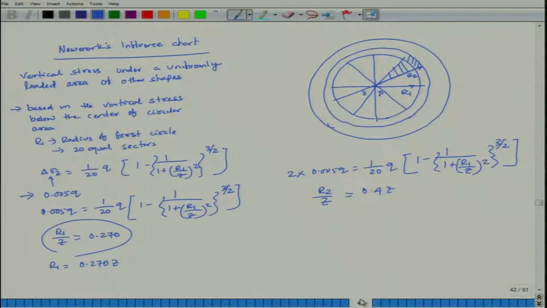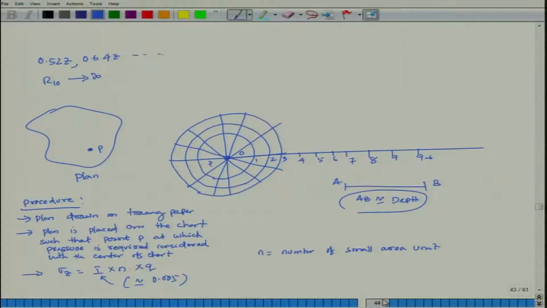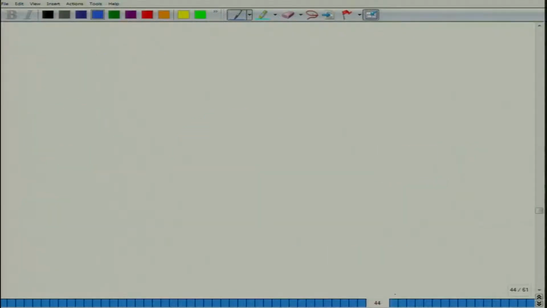The last part I have finished is the vertical stress of a uniformly loaded area of any other shape, other than point, strip, circular or rectangular. Now, before I go to the design of these foundations, let us solve a few problems. So, example 1.